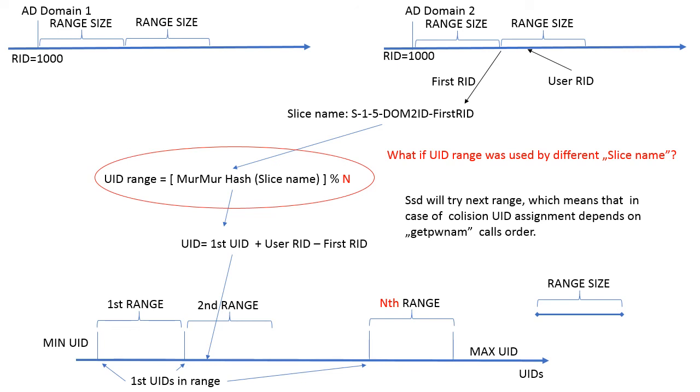So what it means is that UID assignments will depend on the order of system calls like getpwnam. And this may really be an issue, and how to configure it properly to reduce the probability of such a situation, I will try to discuss with you in the next article or video blog.